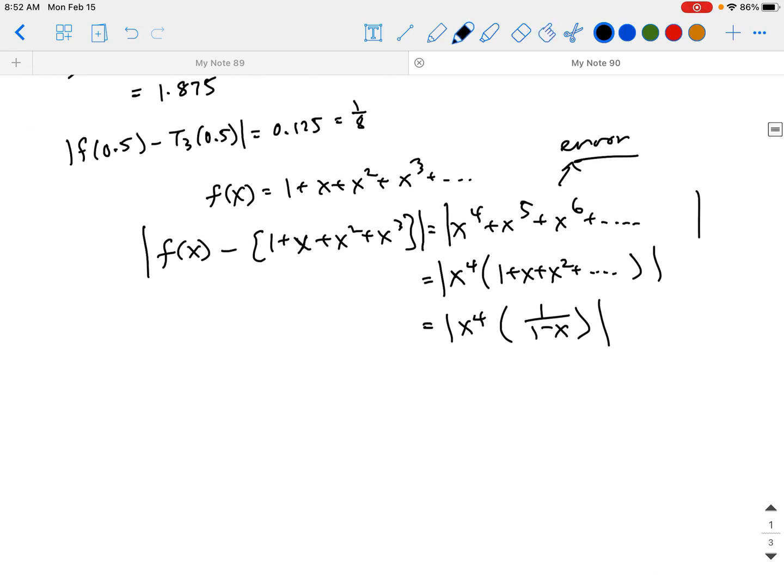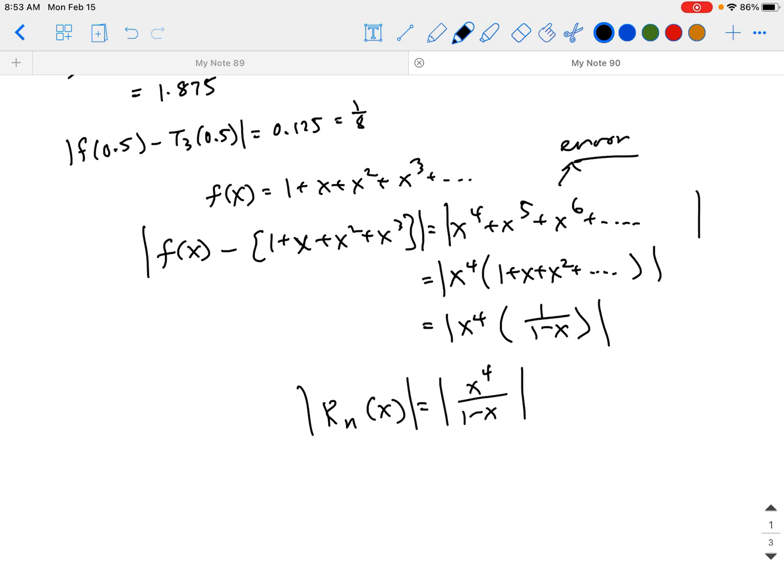So what this means for this particular series is that r sub n of x, the nth order remainder term or error term, is x to the fourth over 1 minus x, again, in absolute values, which is pretty amazing, right? Because now we've got this closed form expression for the error.